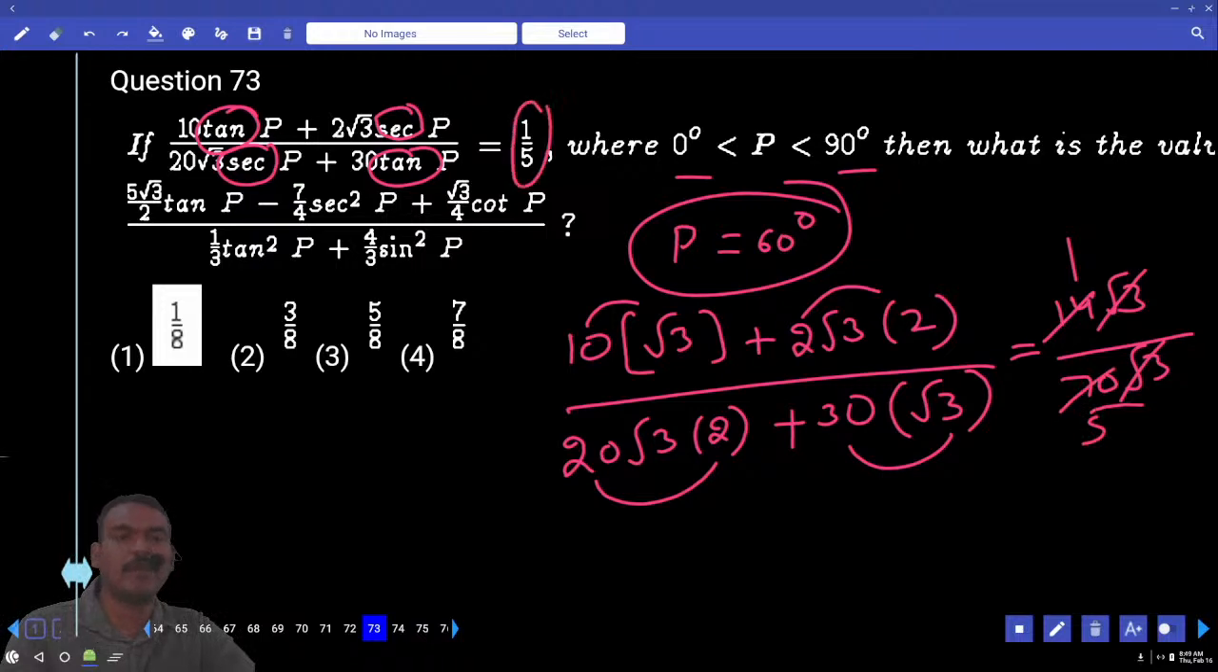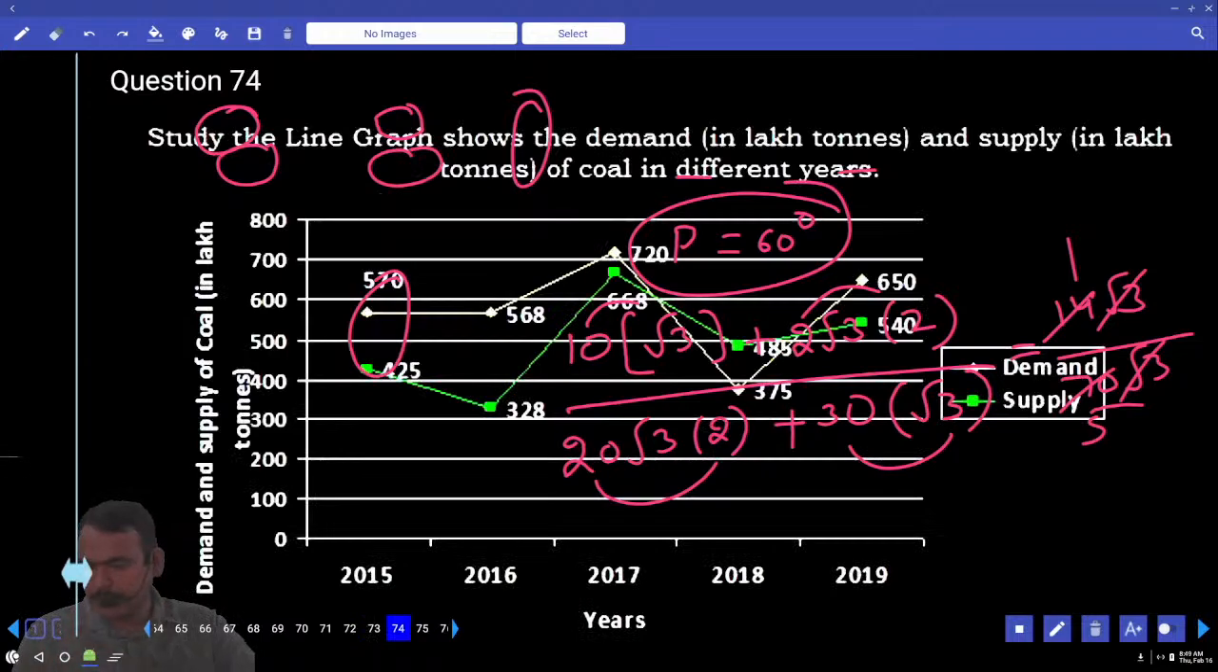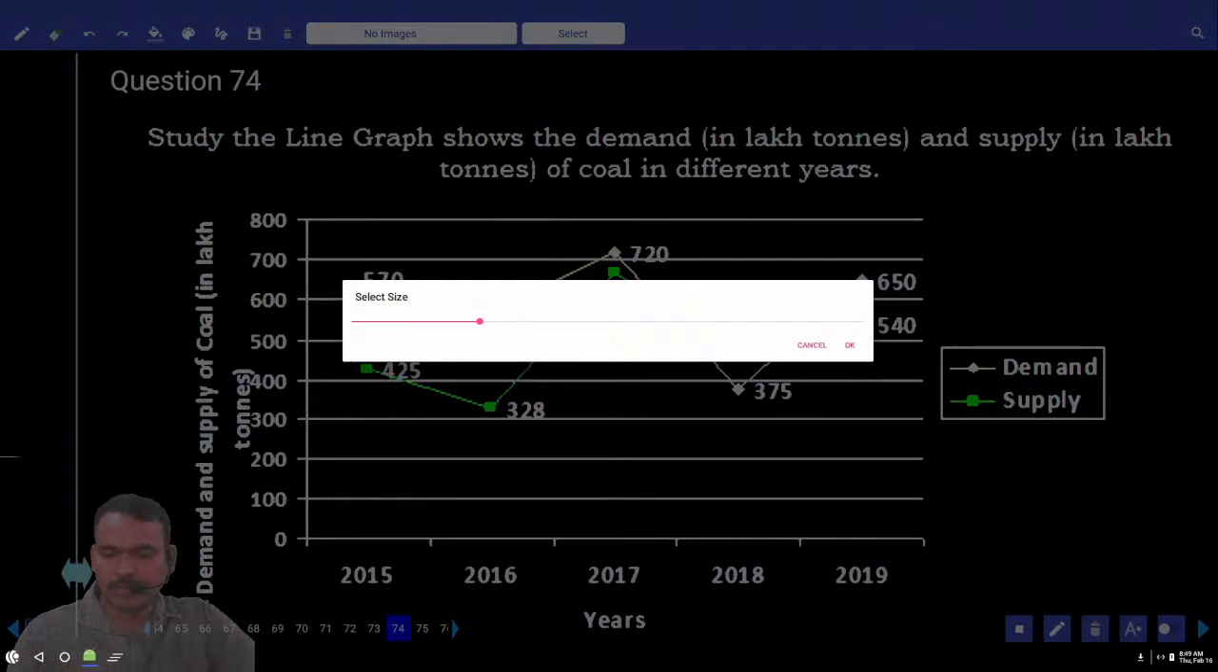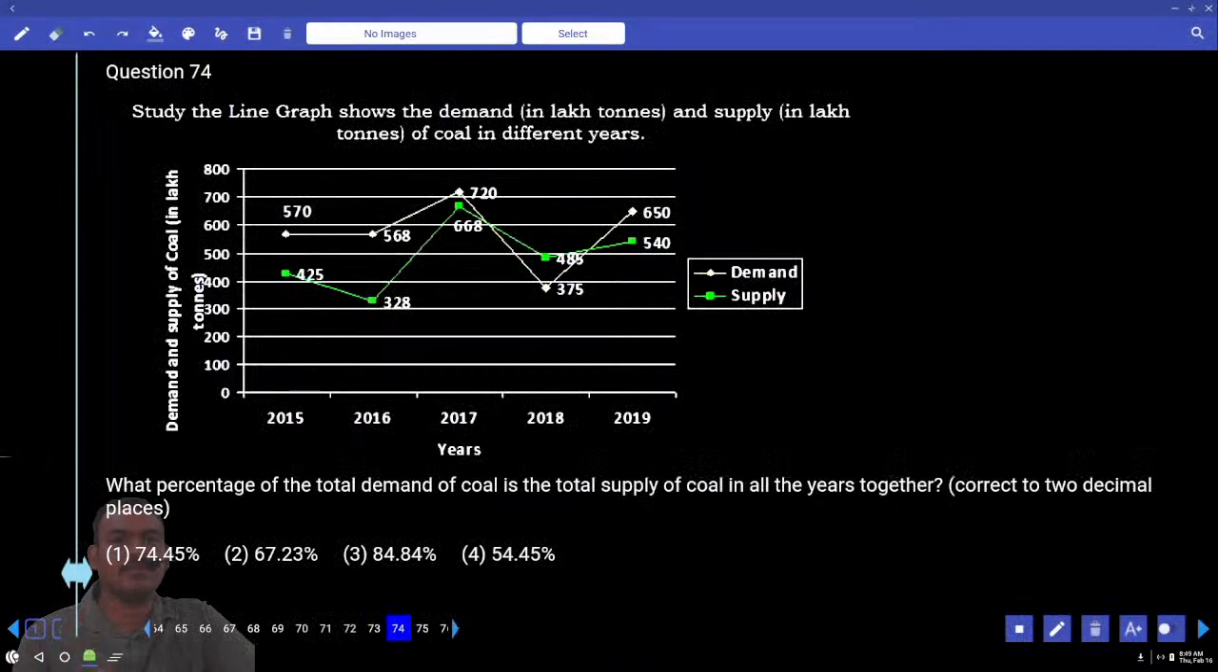Right hand side 1 by 5 or not, means p must be equal to how much? 60 degrees or not. Substitute the p value in second equation, we get the answer or not. Okay, I think we are getting 5 by 8 or 3 by 8. 5 by 8. Substitute the p value 60 in second equation, we get the answer or not. Okay, next is 74. Can I skip the 74 question? Because direct question or not.